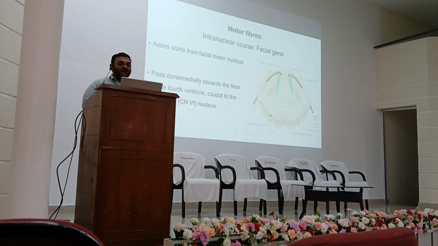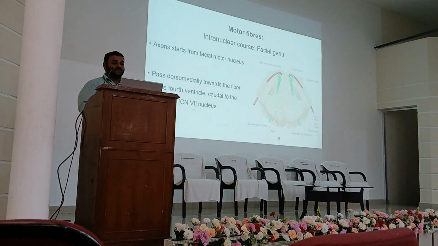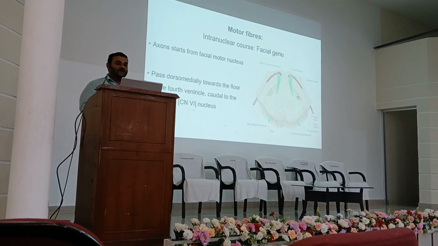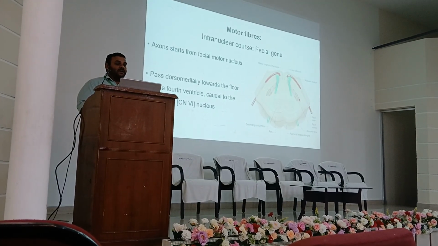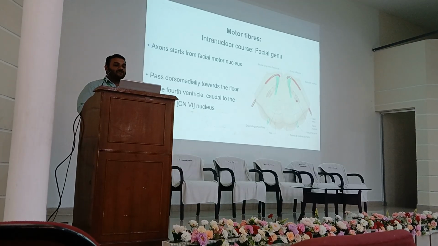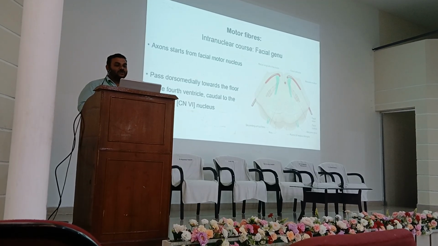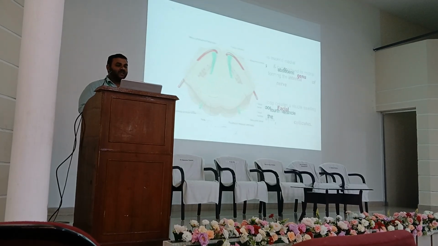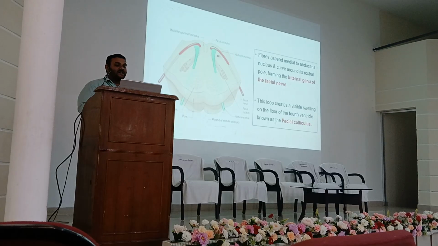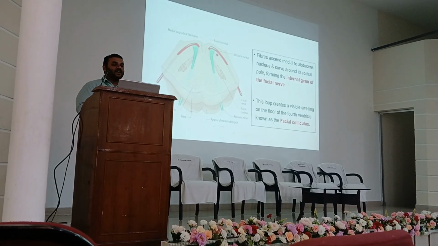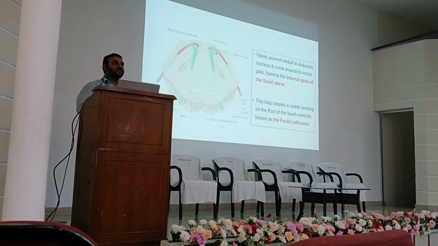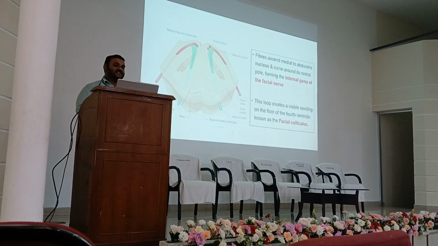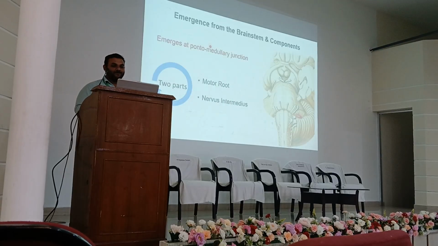This is the section of a pons, and this is the ventral aspect of a brainstem, and this is the dorsal aspect. And this is the motor nucleus, and this is the abducent nucleus. The axons start from the motor nucleus of facial nerve. It passes dorsomedial to the floor of the fourth ventricle, caudal to the abducent nucleus. The fibers ascend medial to the abducent nucleus and curve around its rostral end, forming the internal genu of the facial nerve. This loop creates a visible swelling of the floor of the fourth ventricle called the facial colliculus.